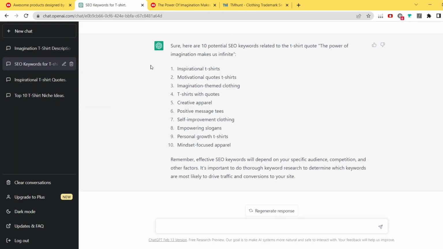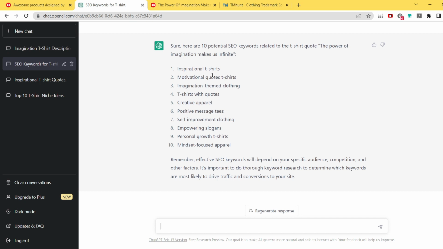The next thing I did was simply to ask ChatGPT for the 10 potential SEO keywords related to the t-shirt quote, and this was the quote, the power of imagination makes us infinite. So by the top 10 SEO keywords, I meant actually the tags for Redbubble, as you can get great SEO tag ideas here in ChatGPT. And as you can see, it gave me a few ideas.